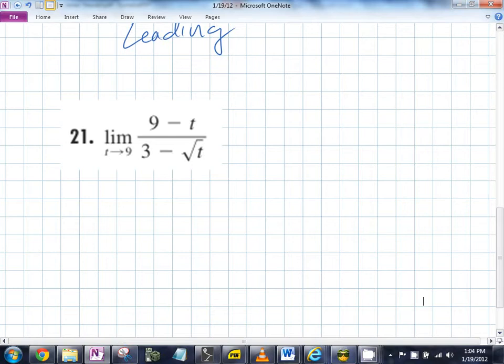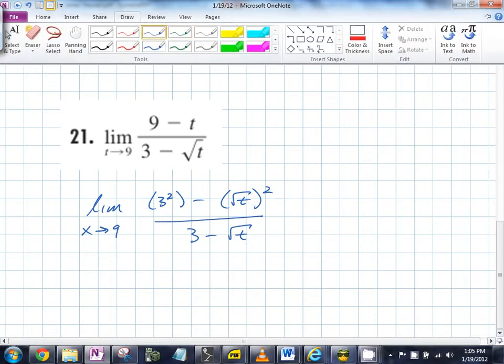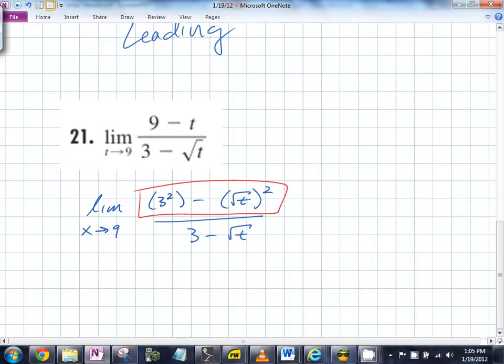I'm going to rewrite this a little bit and see if you can see what I mean. It's the same exact thing, but I'm going to change it just a tad. Have I changed anything? No. What is 3 squared? 9. What is the square root of t squared? t. What do you now see on top? You see the difference of squares. I rewrote the top. I didn't change the values, but I put it into a form where it's easier to see what's going on.